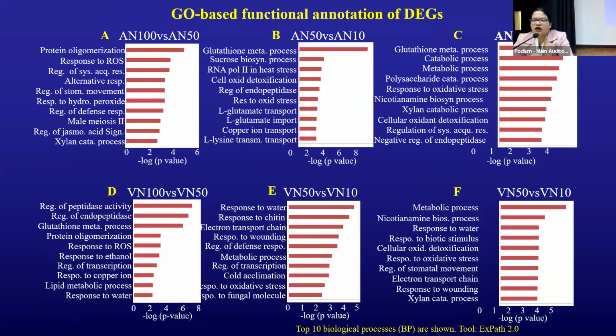Now, this is the GO-based functional annotation of all the DEGs among different treatments. I'm not going into depth for every detail, so this is given on the slide as there is very restricted time. So these are the different categories among different treatments for GO annotations.